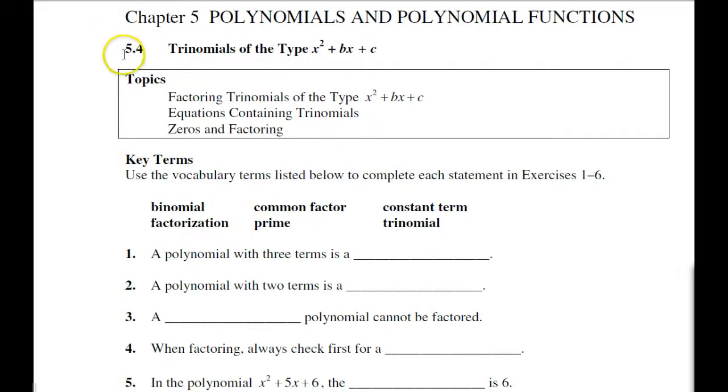Going on now to topic 4 of chapter 5. Remember, chapter 5 deals with polynomials and polynomial functions. And here in section 4, we're interested in trinomials. That is, there are going to be 3 terms of the type x squared plus bx plus c.